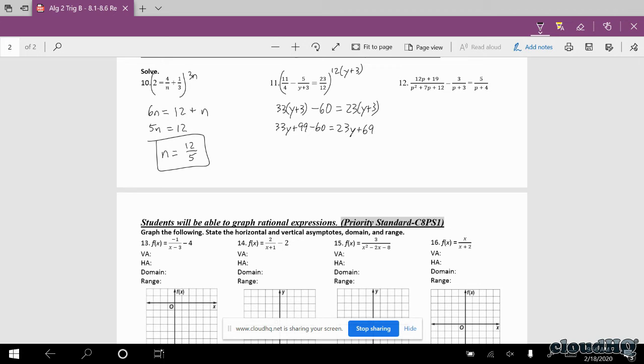All right, so I'm going to subtract the 23. Well, here, first of all, I can make that a 39 rather. Subtract the 23y over, so 10y. Subtract 39 away, making 30, divided by 10, y is 3.